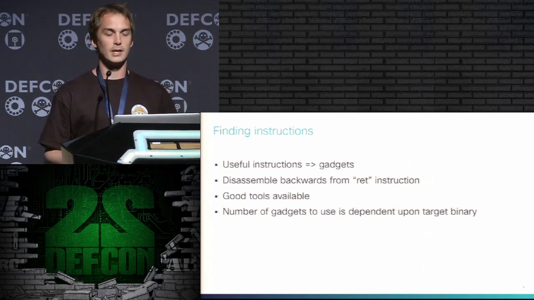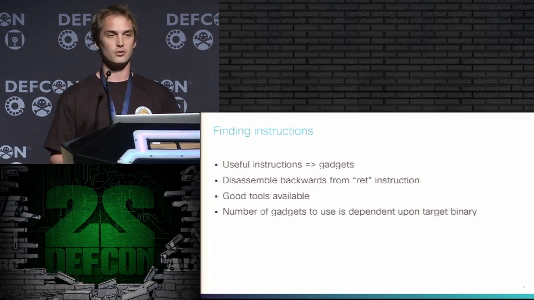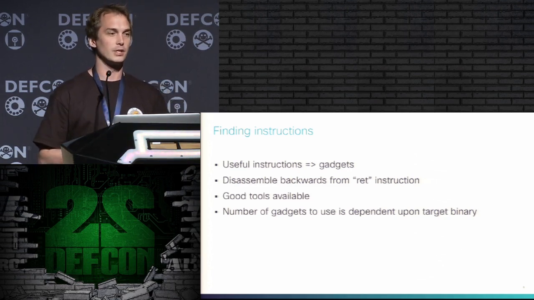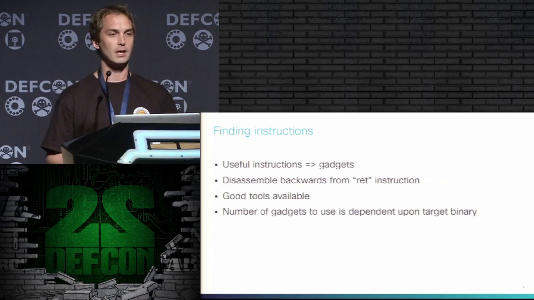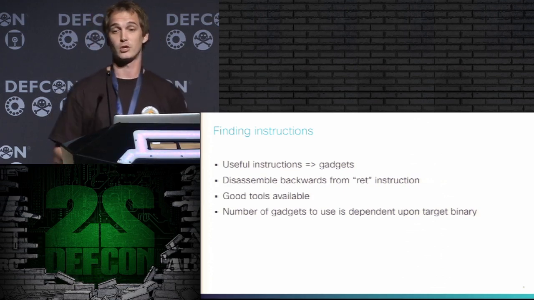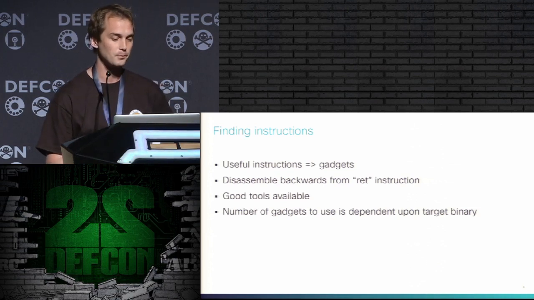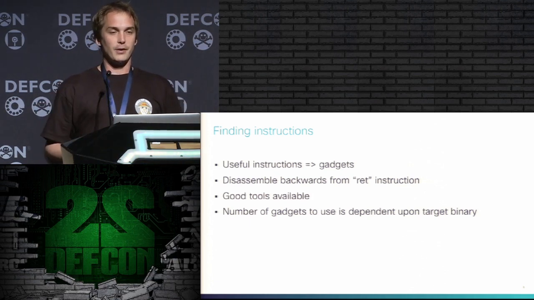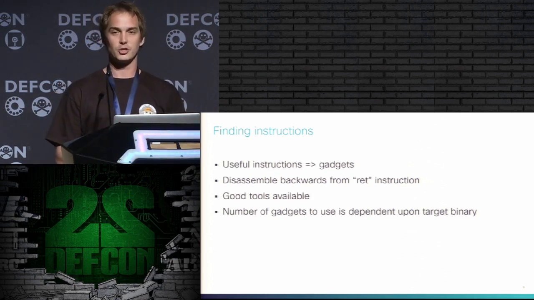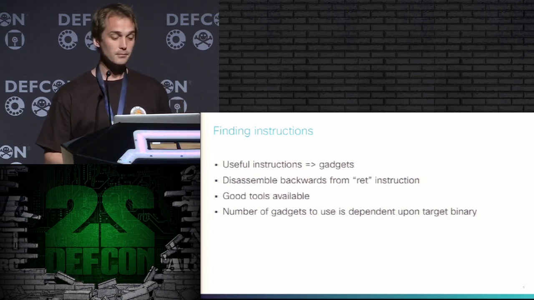What is called a gadget is basically just a useful instruction inside the target binary. It's going to be a very small piece of assembly with a return instruction at the end. So that is what you're going to call to execute code. How do you find them? You go over your binary, you look for every return instruction, which is 0xC3, and you disassemble backwards from that, and that will give you what you can work with.